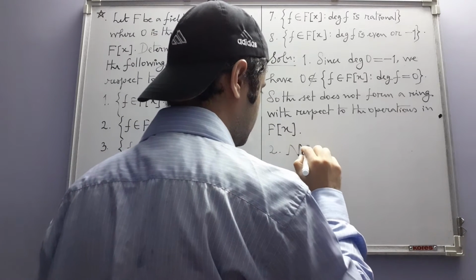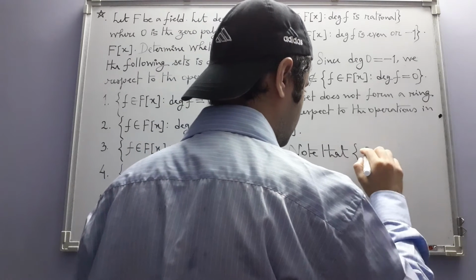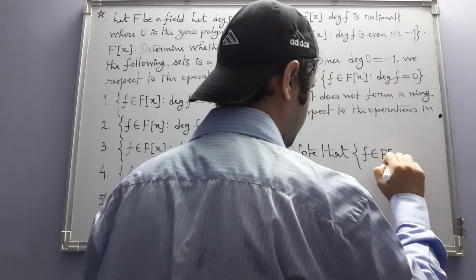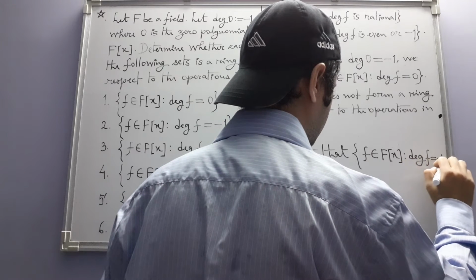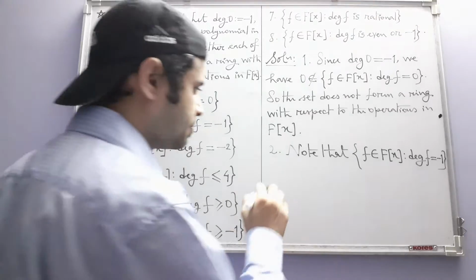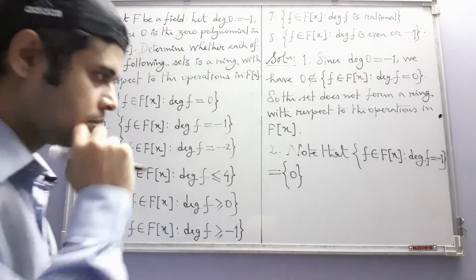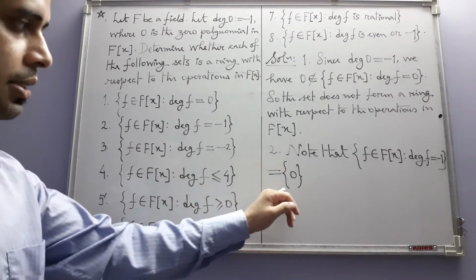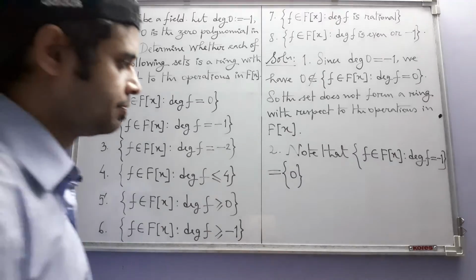Okay, so note that for the given set, any non-zero polynomial has a degree that is a non-negative integer. The only negative degree is -1, and that is of the 0 polynomial. So this set is equal to {0}. So this clearly is a ring with respect to addition and multiplication of polynomials. It has only one element. It's the 0 ring. Okay.